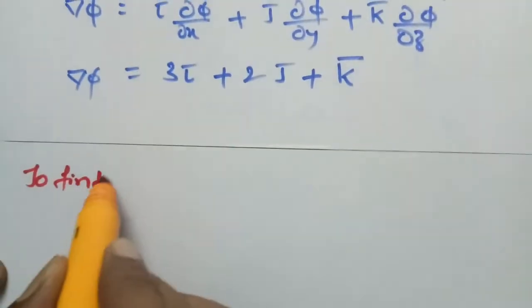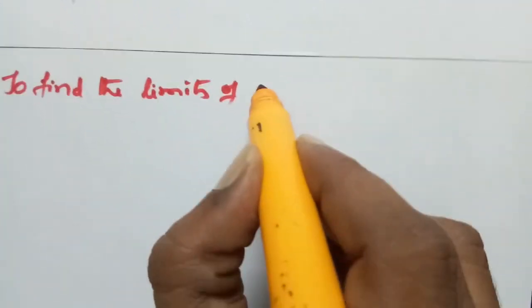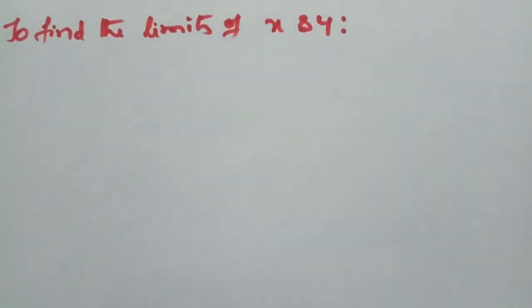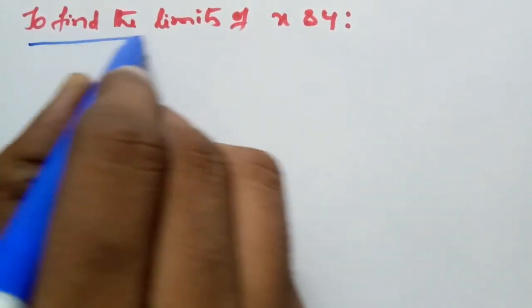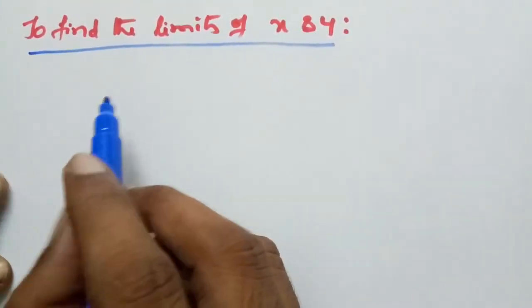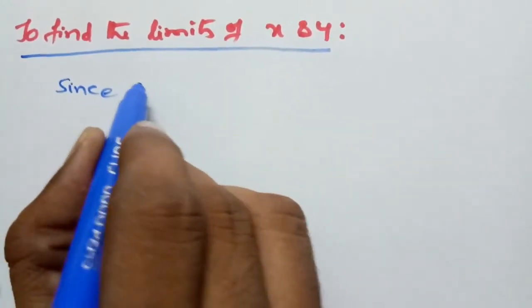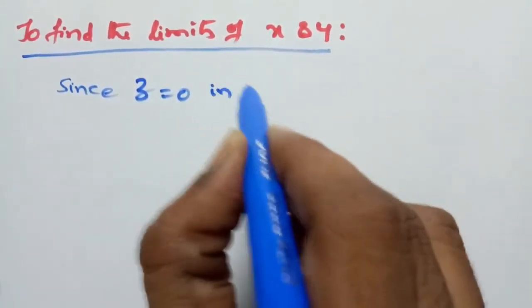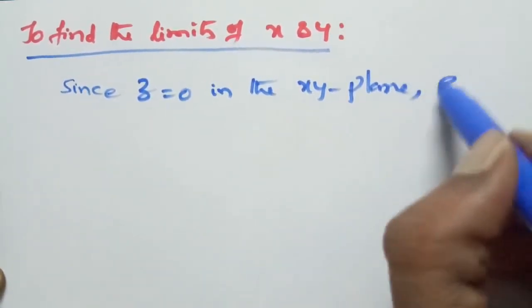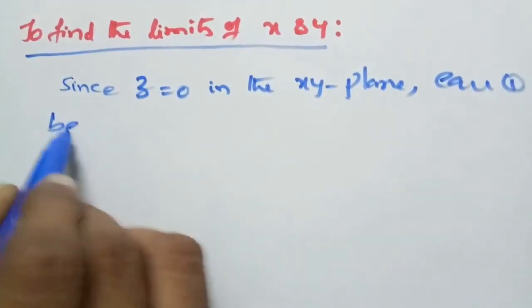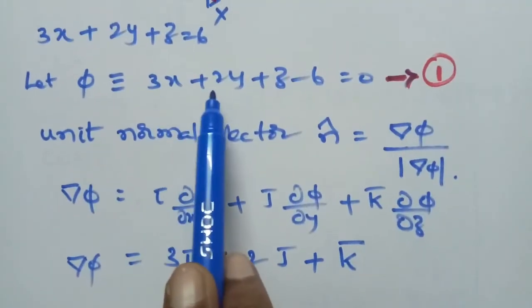Now, to find the limits of x and y, in the xy plane z is equal to 0. Therefore, equation 1 becomes, the equation of the surface becomes 3x plus 2y minus 6 equal to 0.